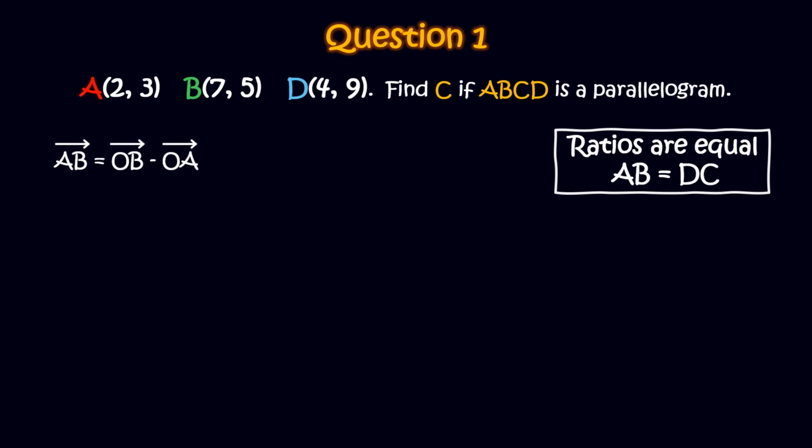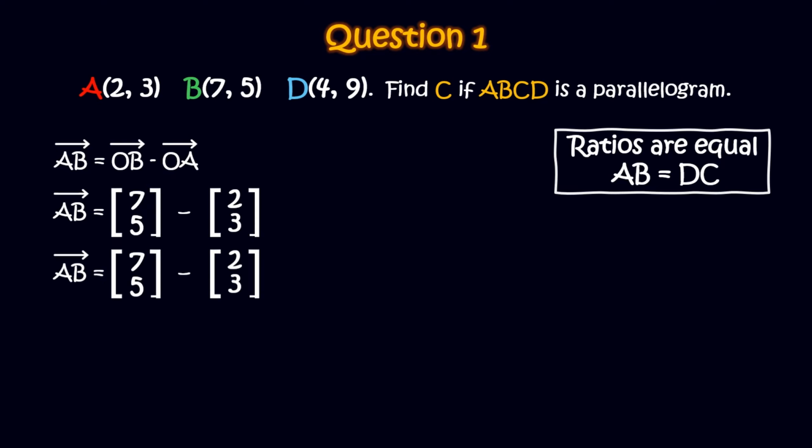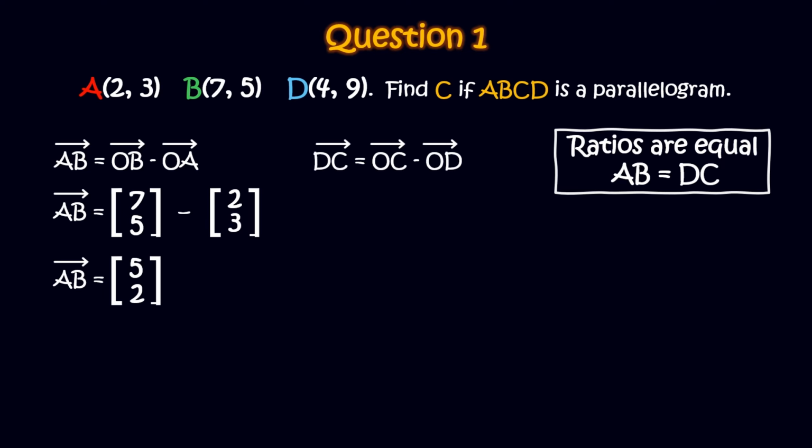We can write AB equals OB minus OA, as we learned in the previous video. O is the origin, so vectors OA and OB are equal to points A and B, respectively. Write them as column vectors and subtract to get vector AB. Same goes for vector DC. We don't have point C, so we can write X and Y in its place.